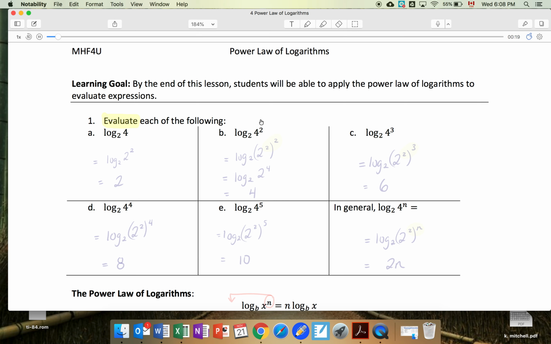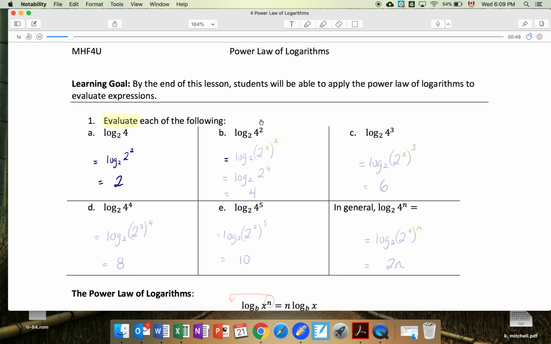So if we look at the first example, this is saying log base 2 of 4. We have to ask ourselves, 2 to the power of what is equal to 4? So remember, this is the same thing as us saying, okay, well, I have log base 2. 4 can be rewritten as 2 squared. So 2 to the power of what equals 2 squared? Well, that's just going to be 2.